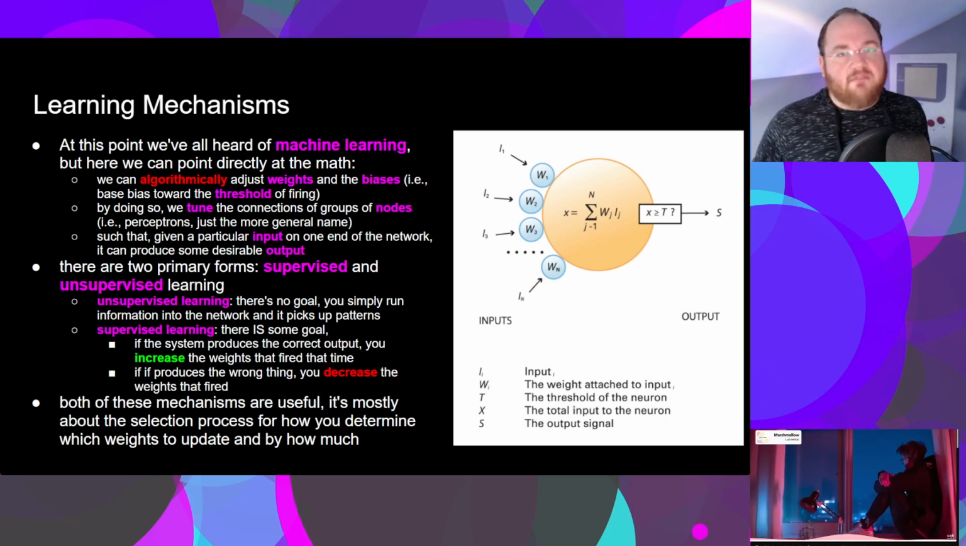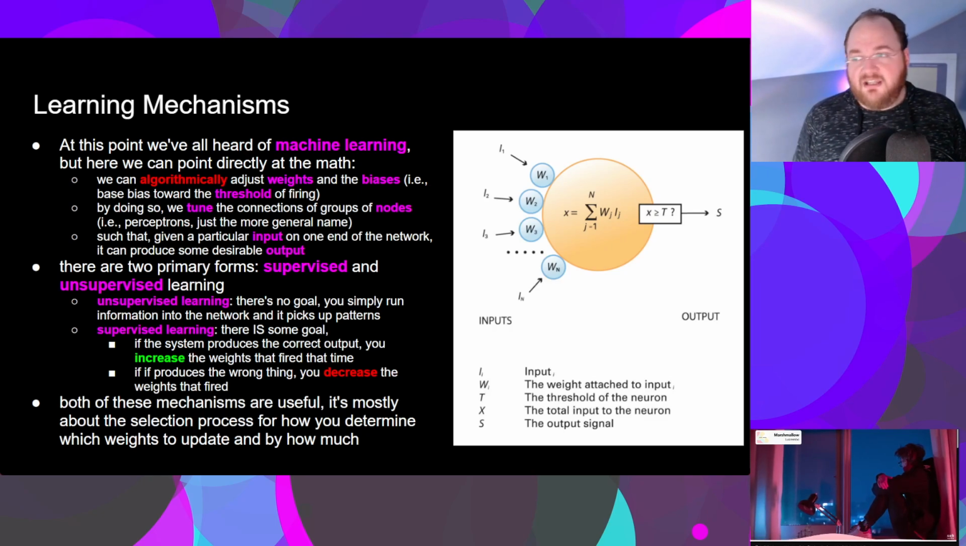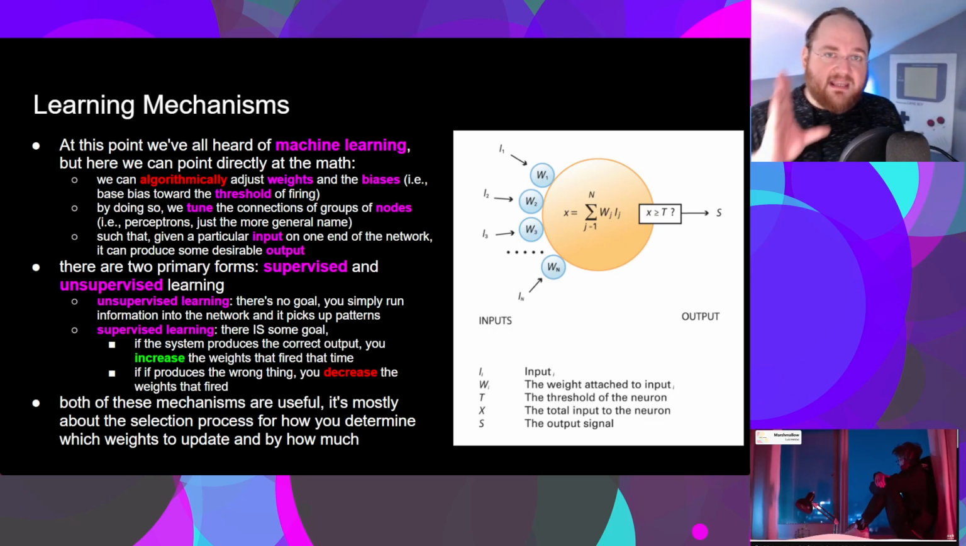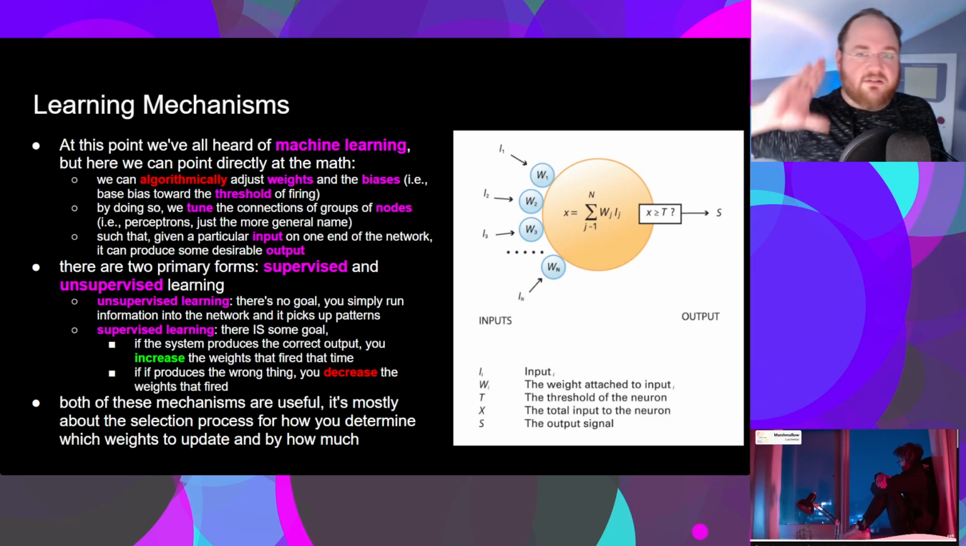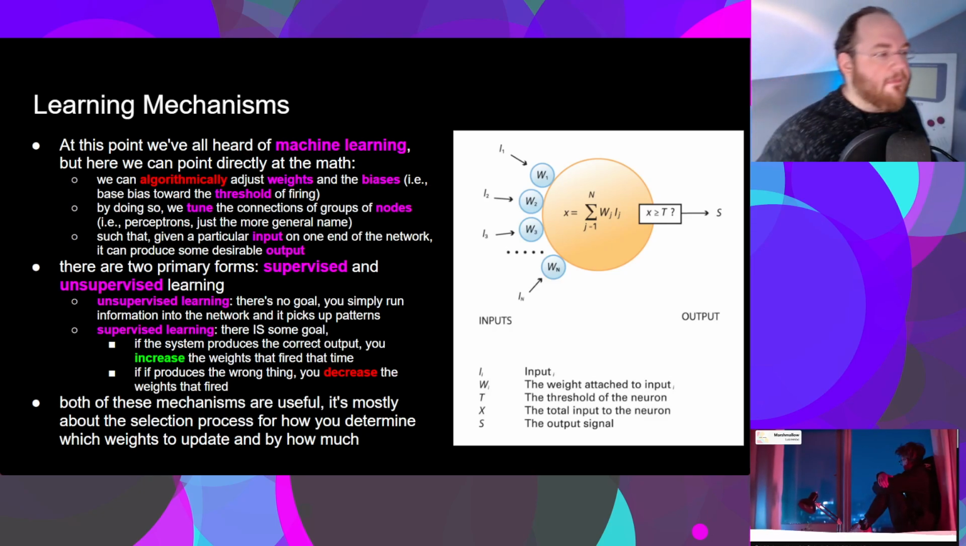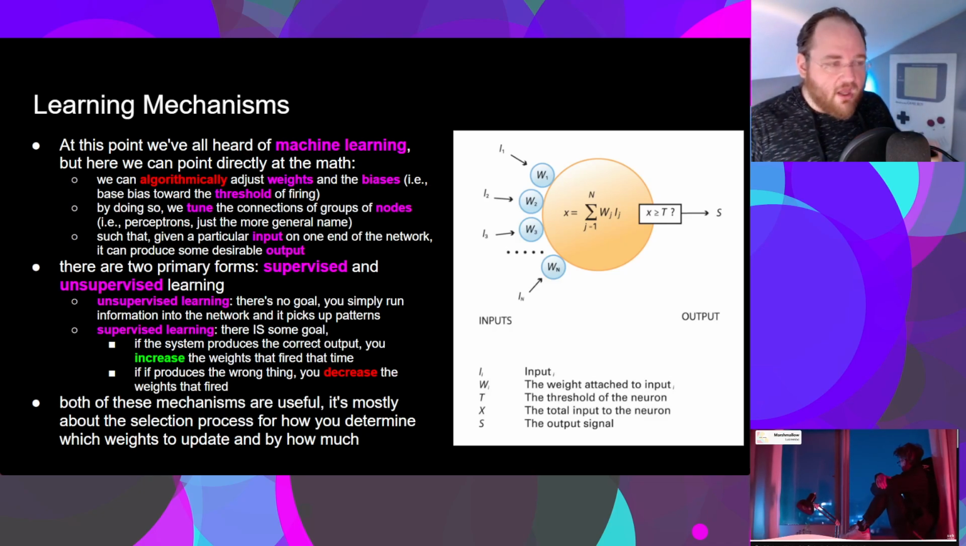If you show a naive network a photo of a cat, it'll just randomly spit out one of its possible labels. It might say that's a hammer, just because it would have a random understanding of the world. The goal is to train it so that a cat will activate the node cat, right? So there's two primary forms of learning mechanisms, training mechanisms.